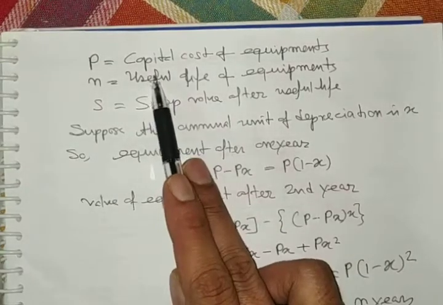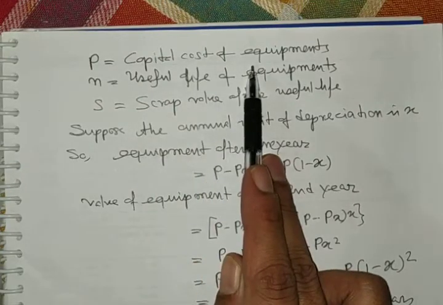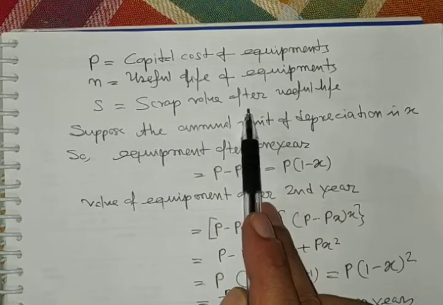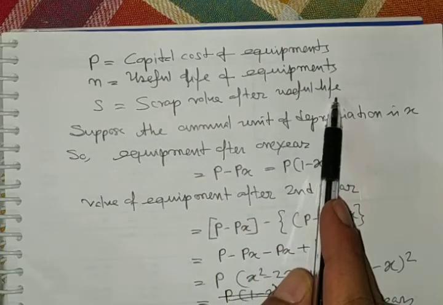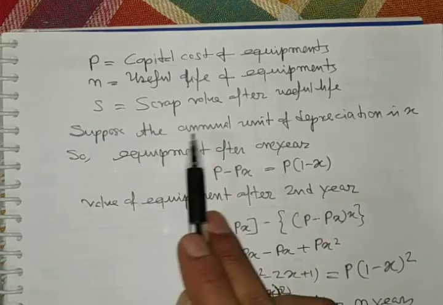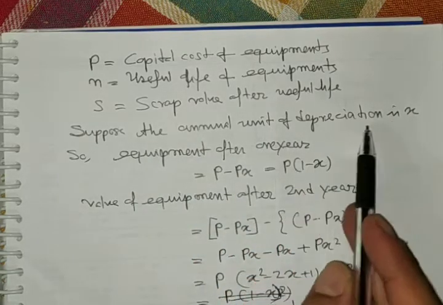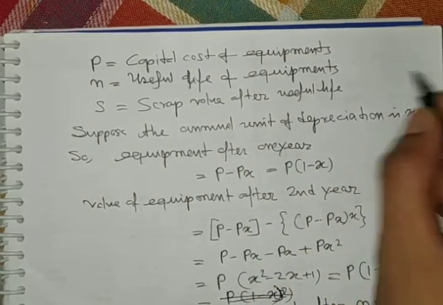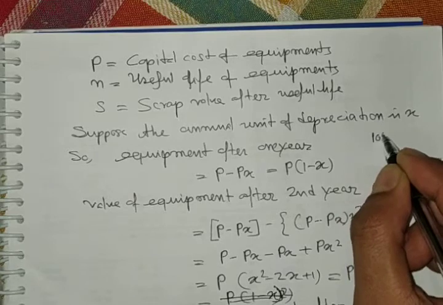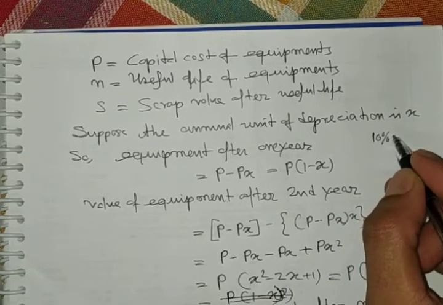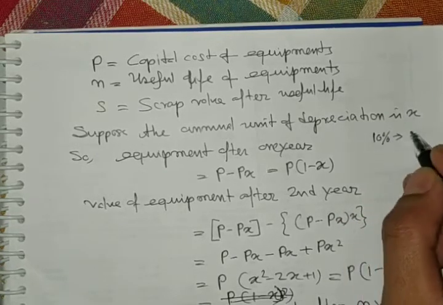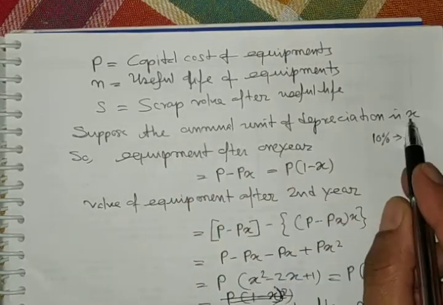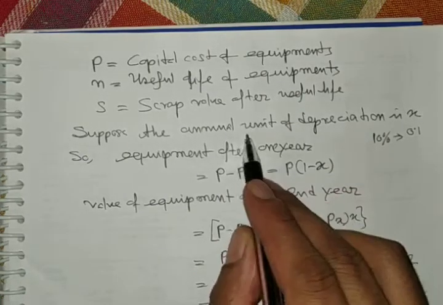Now, consider P is the capital cost of the equipment, N is the useful life of the equipment, and S is the scrap or salvage value after the useful life. Suppose the annual unit of depreciation is X. What is the annual unit actually? If the annual depreciation rate is 10%, then the annual unit for this 10% will be 0.1. So X is like that. This is called the annual unit.